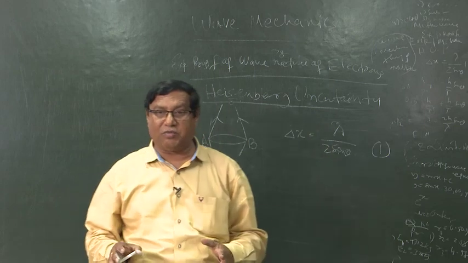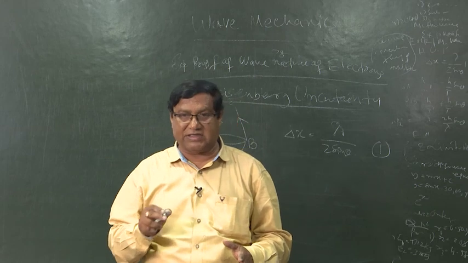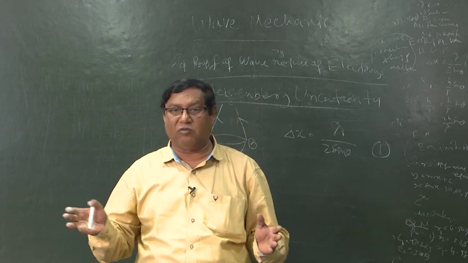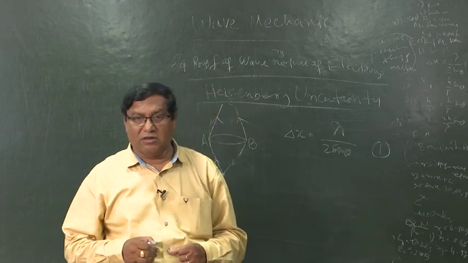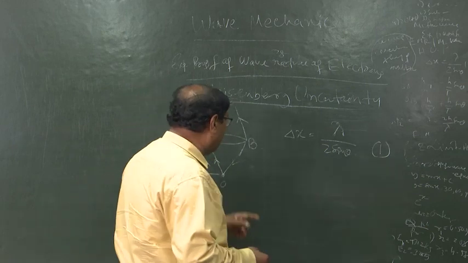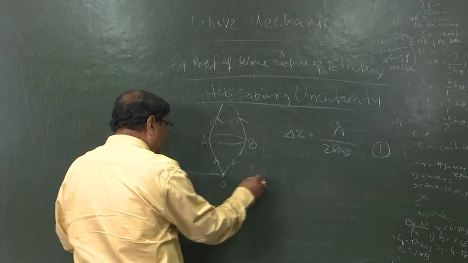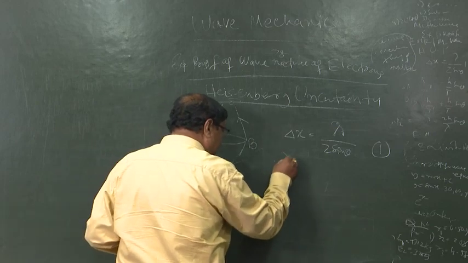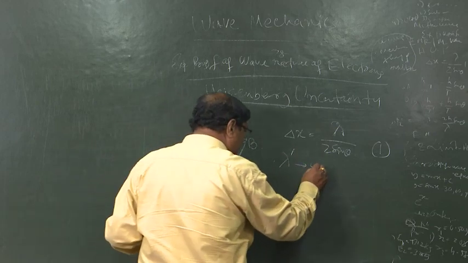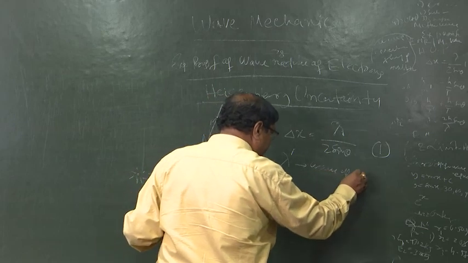So, our aim is to find out what is the value of delta x and what is the value of delta px, then you multiply and find out what is the product. Now, to determine the delta px value, let lambda dash be the wavelength of the incident photon.